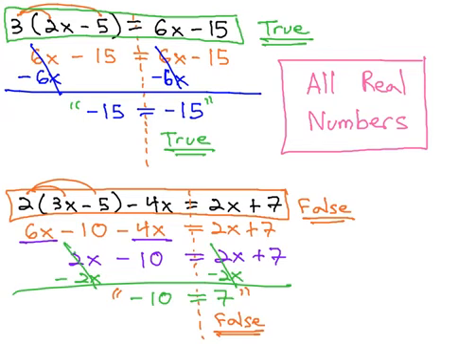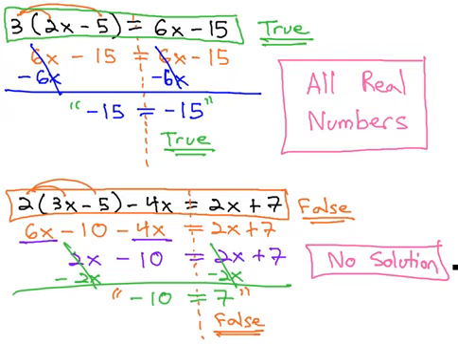When we get a false equation, this means no matter what you pick for x, it will never work. We say there is no solution. Sometimes you'll hear the word inconsistent. So if the variable subtracts out completely, we need to decide, is it always true, all real numbers? Never true, no solution.